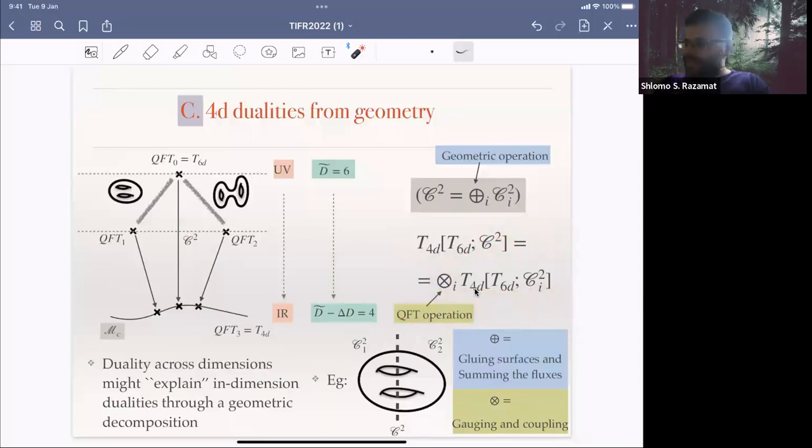And if we can break the same Riemann surface into pieces in different ways, we can then have different duality frames directly in 4 dimensions. And what we had on the previous slide is an example of that.